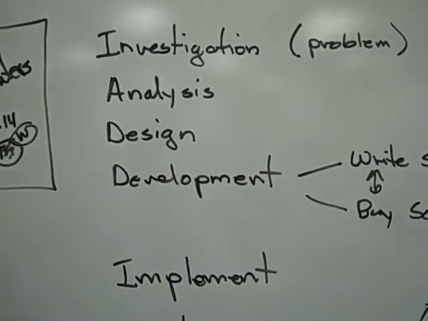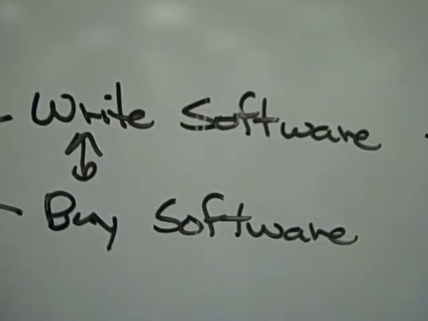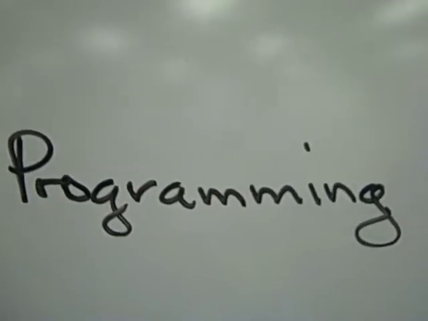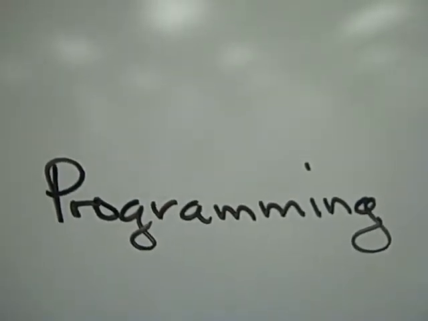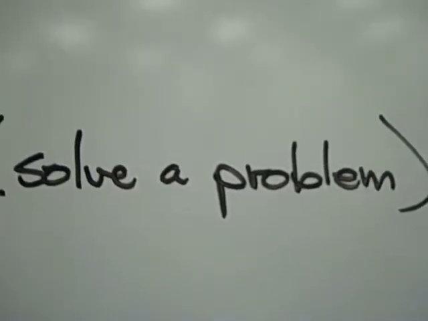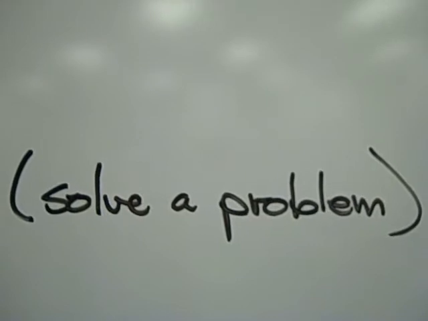How do we manage all that information? It's done with software. You can either buy it or write it. And today we talked about writing it, programming. And even the software you buy must have been written. Software is designed to solve a problem. The problem can be almost anything.